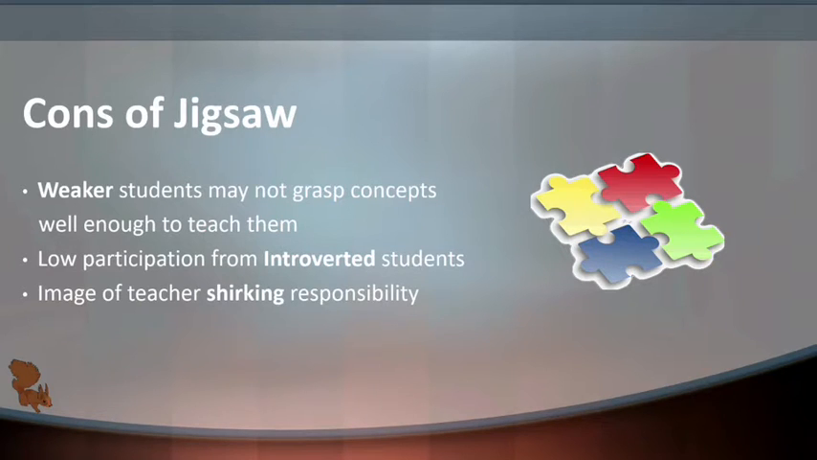Cons of using Jigsaw include the fact that weaker students may not be able to effectively teach the topic. This makes choosing group members an important task of the instructor. Introverted students are at risk of disengaging if they are asked to address the class. This can be remedied by having these students contribute in the small group, but allowing someone else to be the spokesperson. And finally, there can be an image of teachers shirking the responsibility to the students.